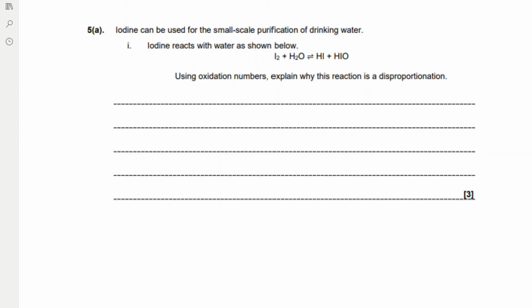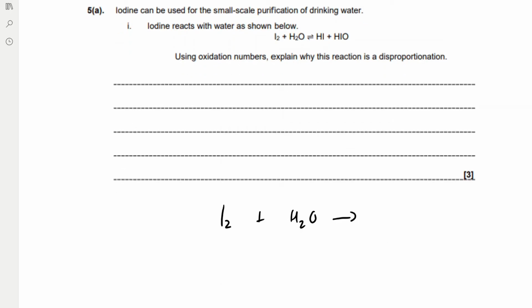Iodine can be used for small-scale purification of drinking water. Iodine reacts with water as shown below. So iodine reacts with water to form hydrogen iodide and HIO. Using oxidation numbers, explain why this reaction is a disproportionation. If we write out the equation down here, you can see that iodine starts at 0 and goes to -1 in HI and +1 in HIO, because oxygen is going to be -2 and hydrogen is going to be +1. So to balance that out, we need +1 on the iodine to give us 0.